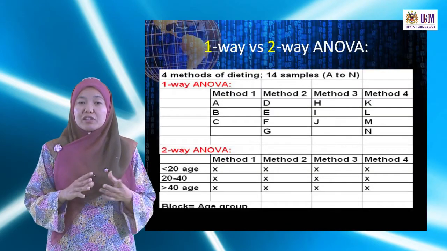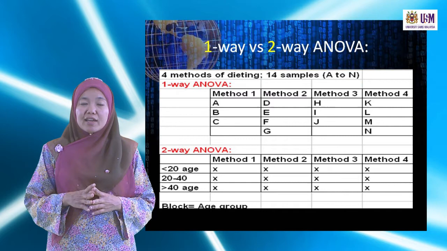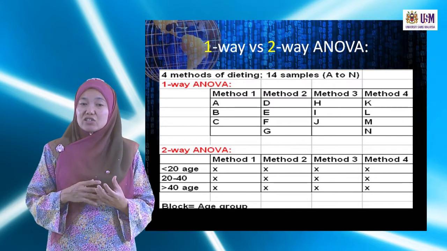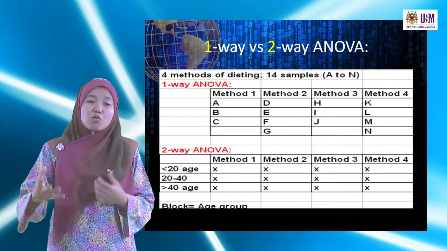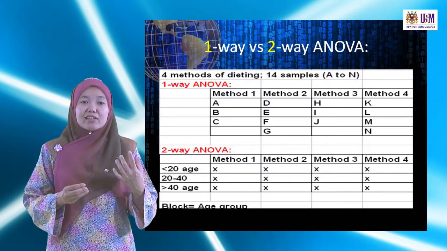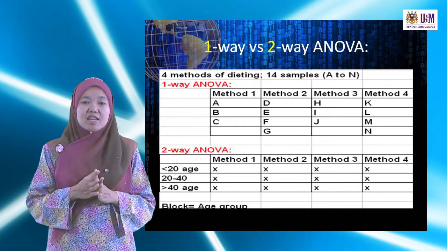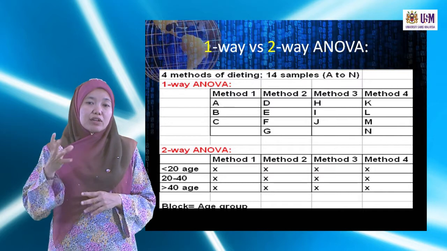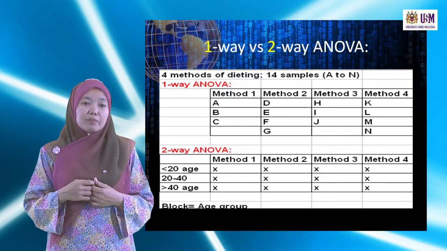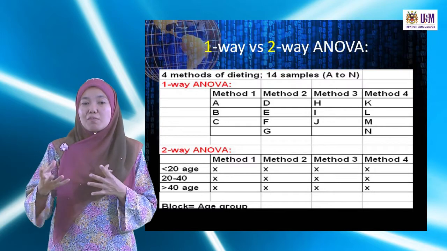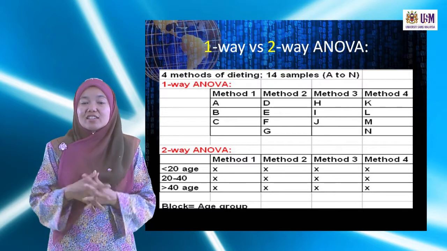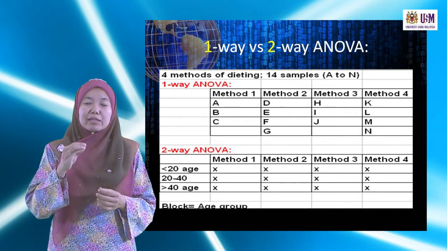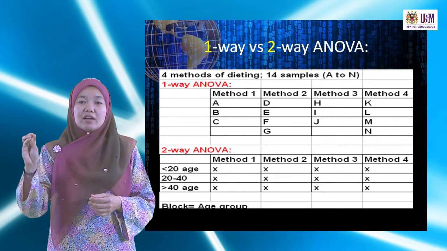Okay, to explain the difference between one-way and two-way ANOVA in layman's terms, I'm going to discuss it in terms of research into different methods of dieting. In the case of one-way ANOVA, let's say you know that there are four different methods of dieting. So in this case, you're going to take 14 samples. That means the first person, let's say the name is Anna, and then you have B for Bella and C for Chris and so on until your sample number 14. So that is sample A up to sample N person.